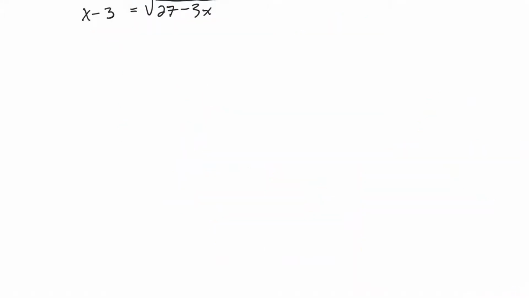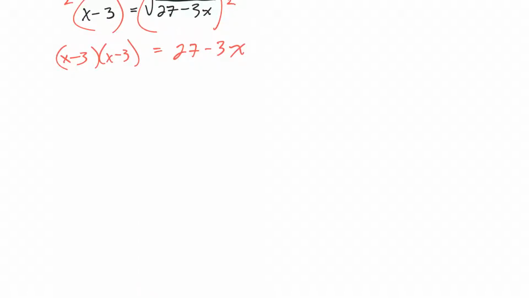Okay, so there's one equation. Let's see if we can do another one. Similar kind of question, but this time the radical is already isolated. So to get started, I can just square this side and square this side. So on the left side, I'll have x minus 3 times x minus 3. On the right side, I'm just going to have 27 minus 3x. And then on the left side, I can FOIL that out. The x squared minus 3x minus another 3x plus 9 equals 27 minus 3x.